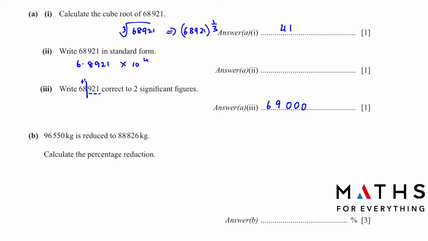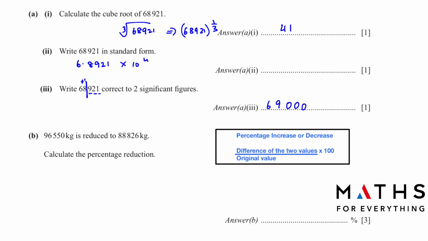Next, 96,550 kilogram is reduced to 88,826 kilogram. Calculate the percentage reduction. We use this formula whether to find the percentage increase or decrease. Write the difference of the two values on the top. So the big value minus the small value. This is the big value minus this.